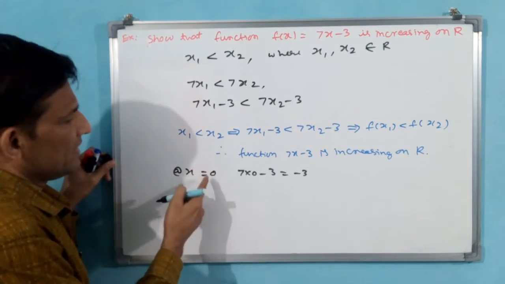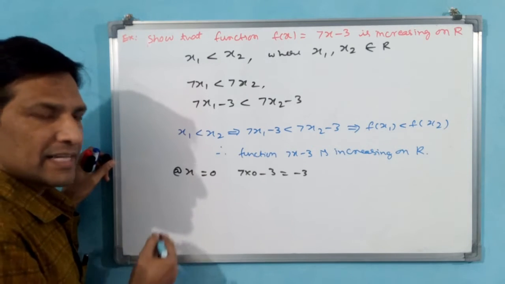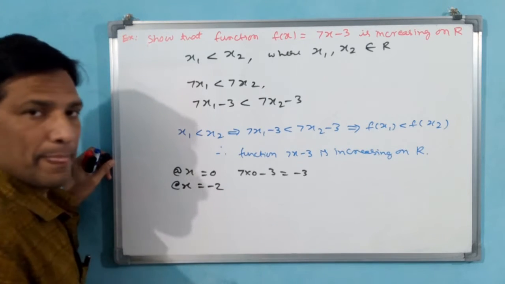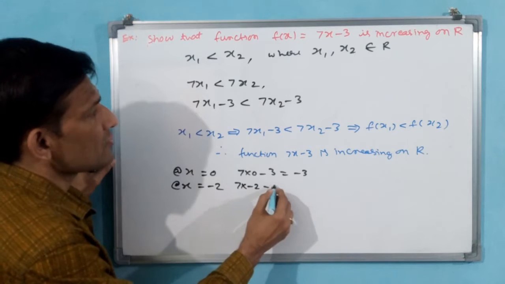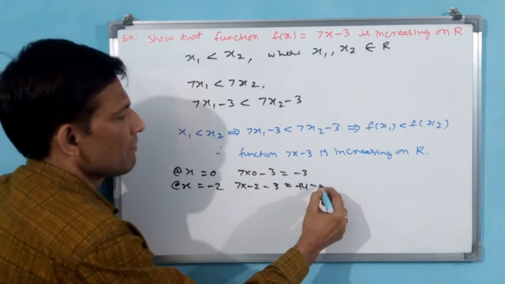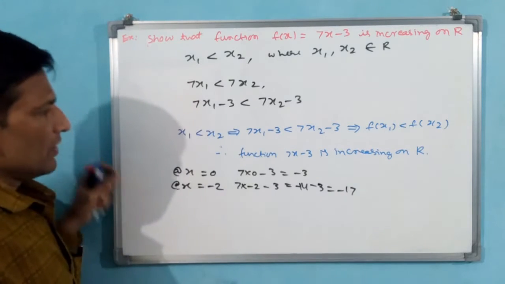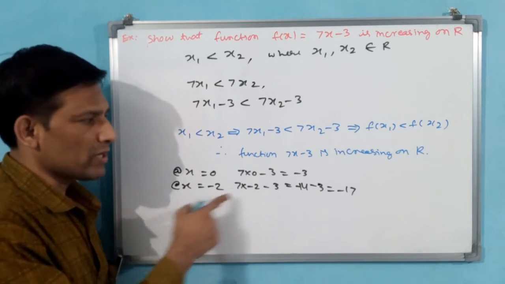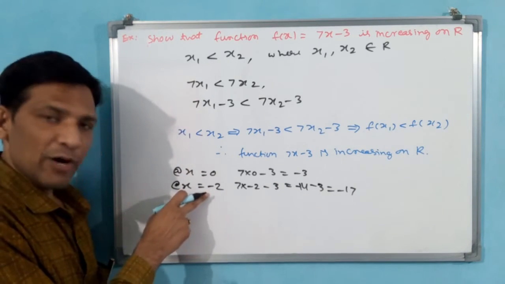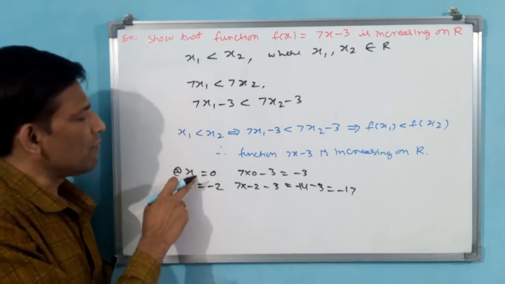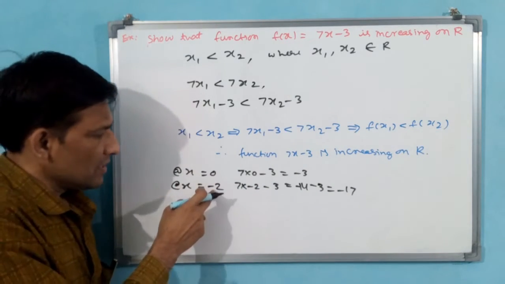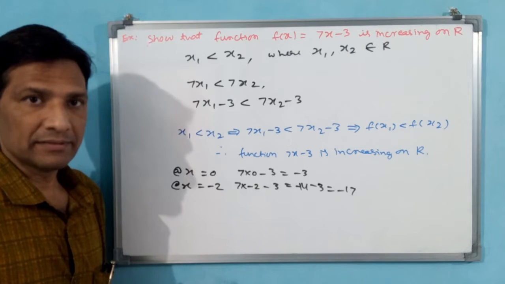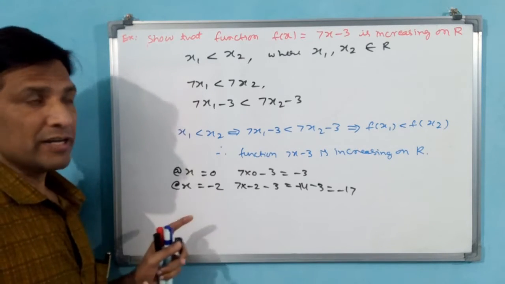Two numbers I will take. Take a number less than 0. I am taking x equal to, say, minus 2. Here, 7 into minus 2 minus 3 is minus 14 minus 3, which is minus 17. Now you tell me, is minus 17 less than minus 3 or not? Yes, definitely less than. That means a smaller number gave a smaller value. First I took minus 2 and minus 17 came, then I took 0 and minus 3 came. That means I increased the input and the output also increased, because minus 3 is greater than minus 17. In the negative real numbers, it has succeeded.